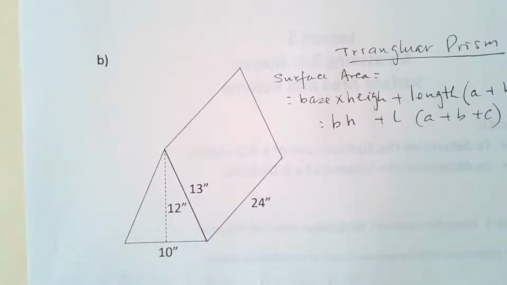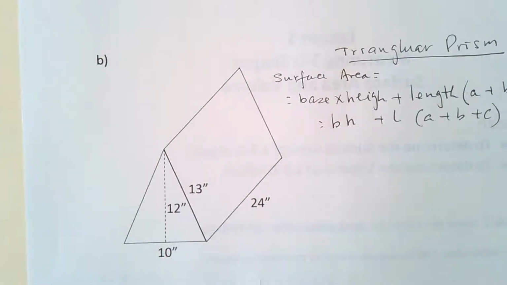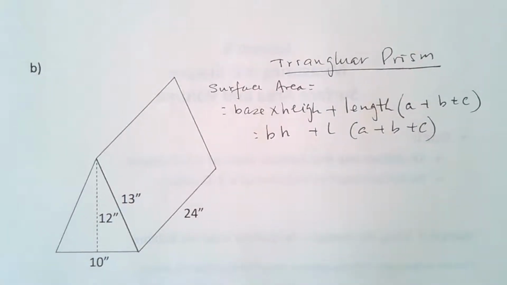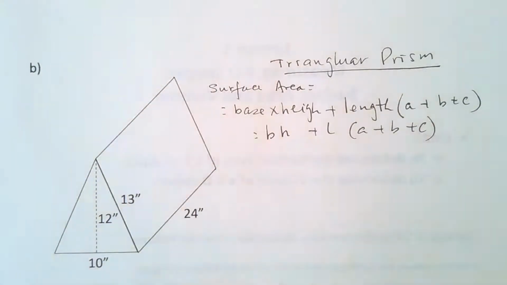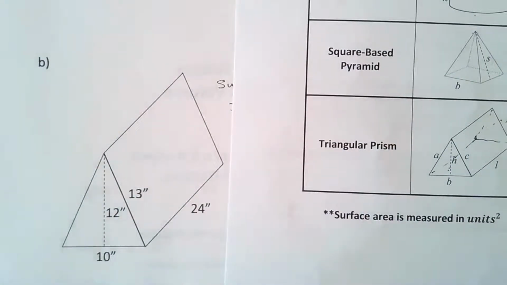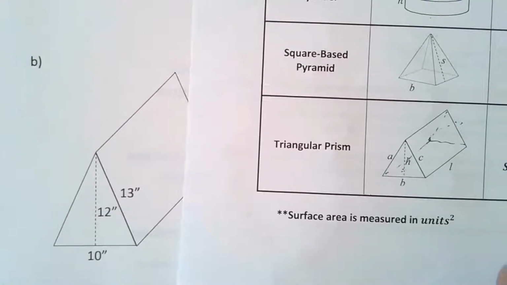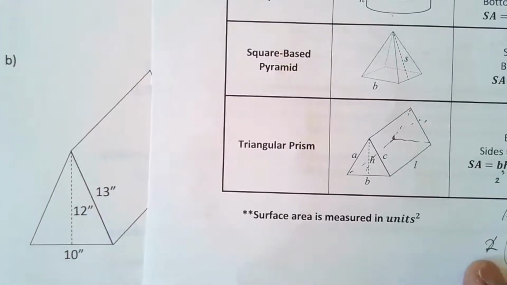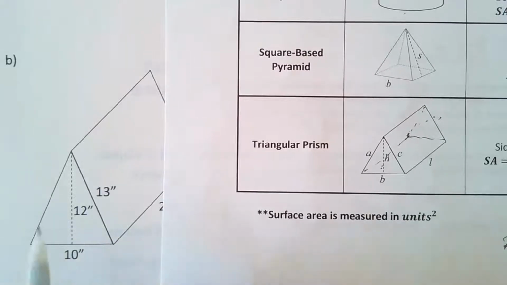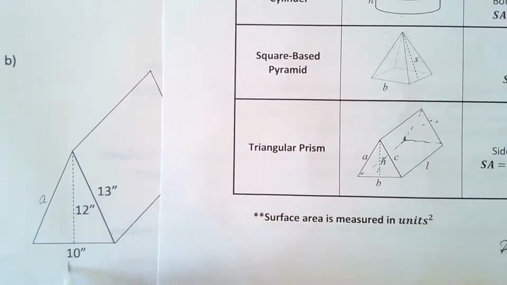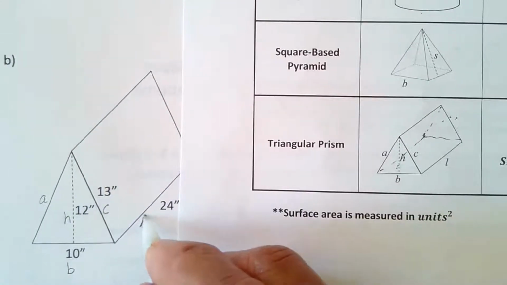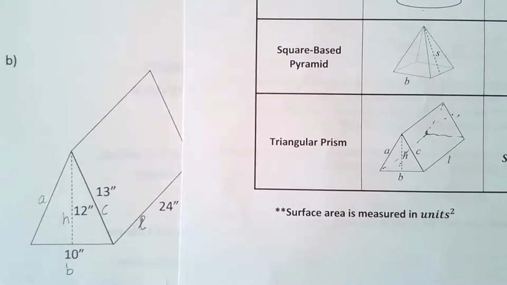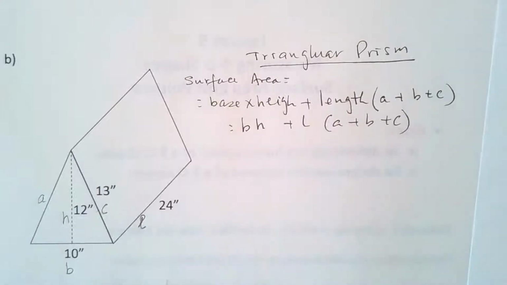Now we want to label our sides based on our formula. So to make it work, you simply refer to your formula sheet here. Now you can label the front sides A, this would be your B, this would be your C, H, and this is your L. Once you label it in this way, you then take the dimensions and substitute them into your formula.